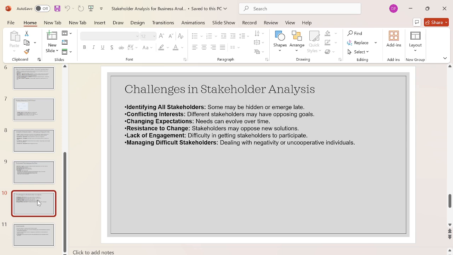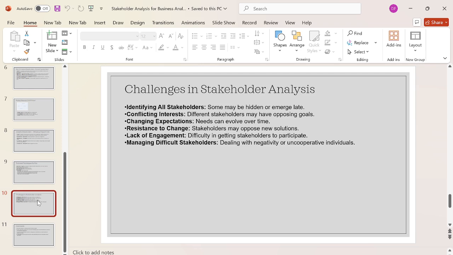And resistance to change. Stakeholders may oppose new solutions. We explain the solution to the development team, the development is done, the testing is done, and then the stakeholder will come with a new solution. So that's also challenging to explain, and the change is very difficult to implement in the solution.